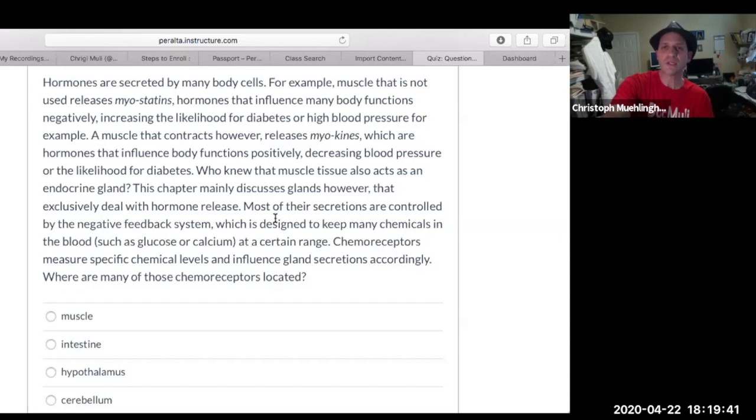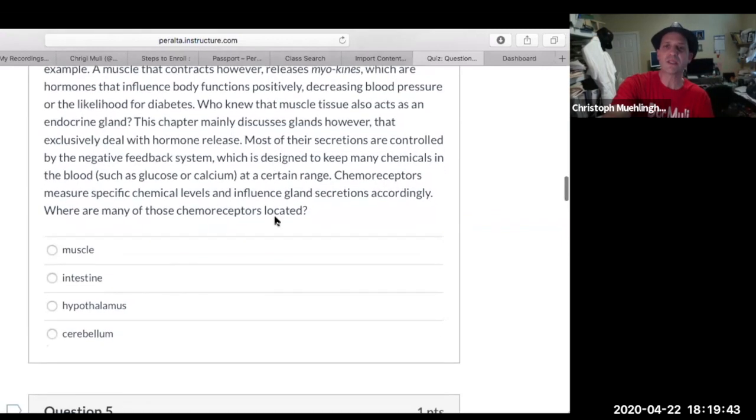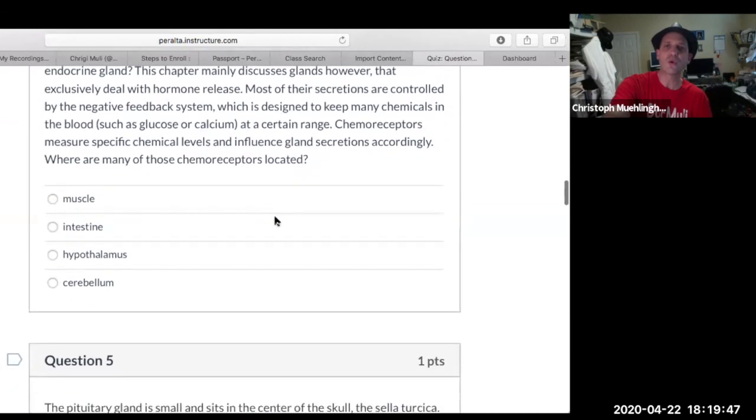Most of their secretions are controlled by the negative feedback system, which is designed to keep many chemicals in the blood, such as glucose or calcium, at a certain range. Chemoreceptors measure specific chemical levels that influence gland secretion accordingly. Where are many of those chemoreceptors located?